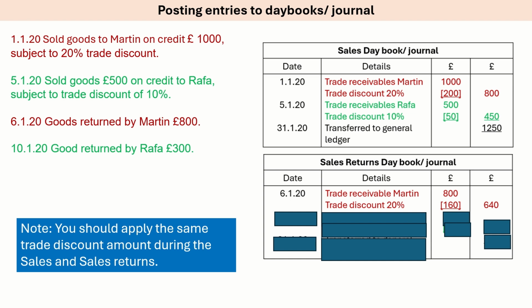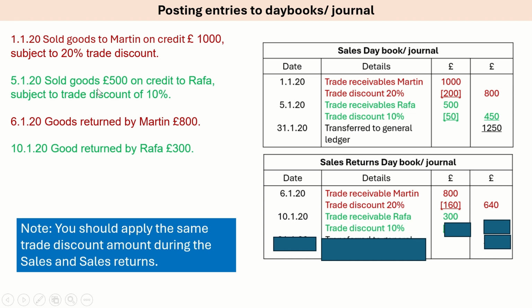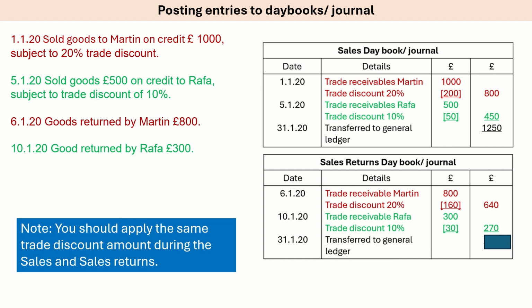640. 10th January 20, goods returned by Rafa. Trade receivable Rafa, returned amount 300, adjust for trade discount because we offered 10% during credit sales, the same is applicable over here. It's 30, therefore 270 should be the net value. Now end of the month, 31st Jan 20, transfer to general ledger. Total up the amount 640 plus 270, which should give 910.